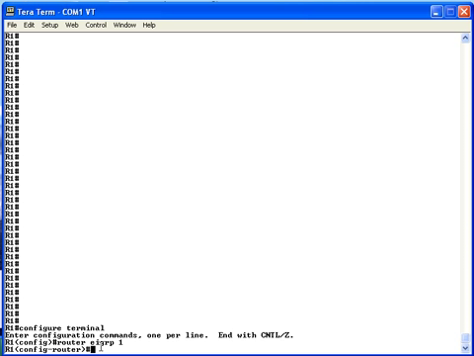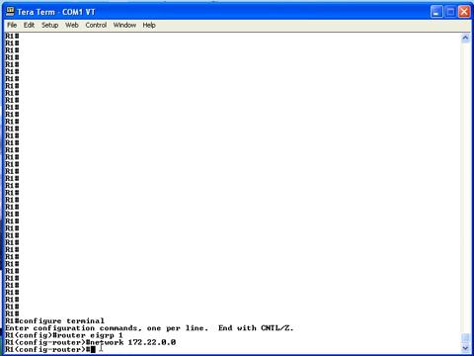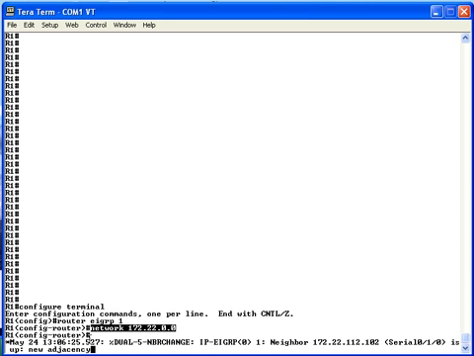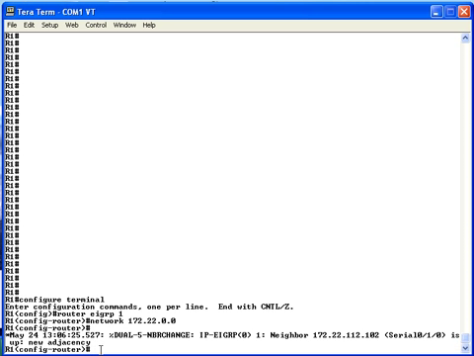On R1, we'll use the older style of network command that does not use a wildcard mask, so just type the network 172.22.0.0 command and press enter. Now this command tells the router to look at all of its interfaces in network 172.22.0.0, and that's all three of its working interfaces. So we've just enabled EIGRP on all three interfaces on router R1.